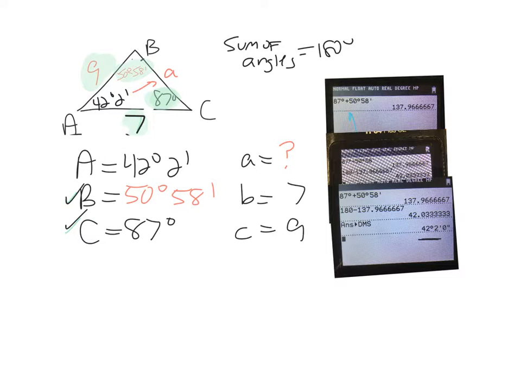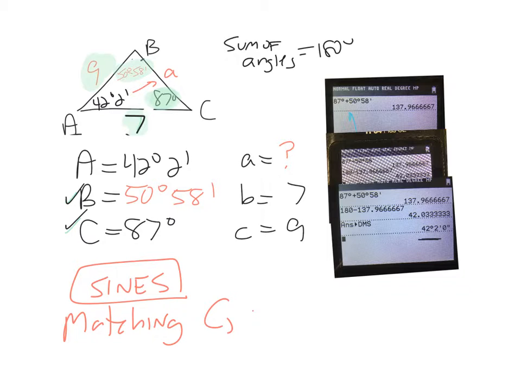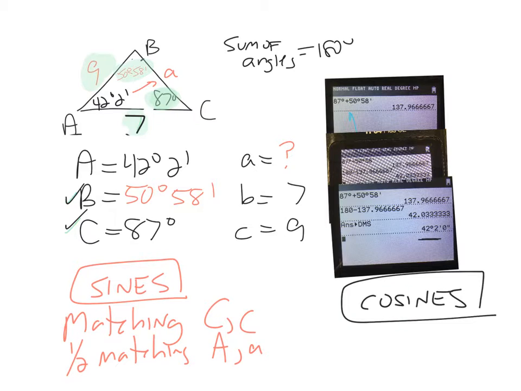One of the things I can do is continue to use the law of sines, because I started off the problem with the matching set of side and angle of the C's. And now my half matching set, what you're trying to solve for, remember that's side A, well, we found angle A. So we can use the law of sines to go about finding side A. We could also go about finding side A by using the law of cosines.